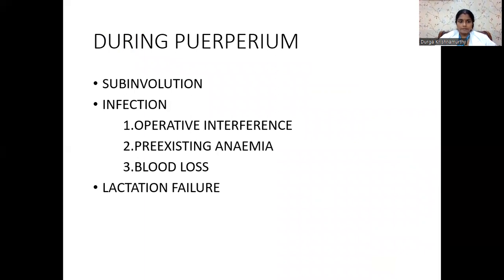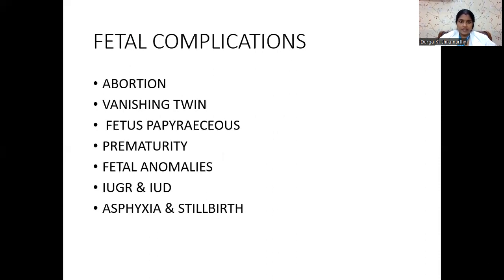During puerperium, what are the complications we see? It is subinvolution of the uterus, a high risk of infection because of the operative interferences, which may lead to pre-existing anemia, blood loss, and a high incidence of lactation failure.